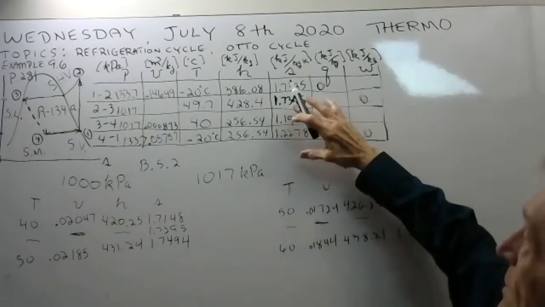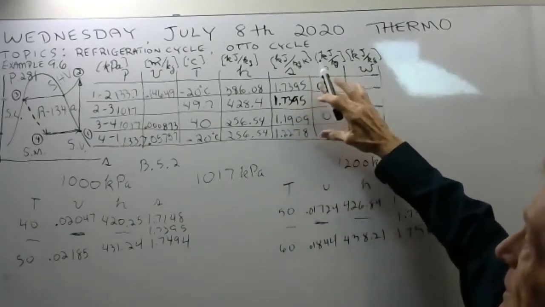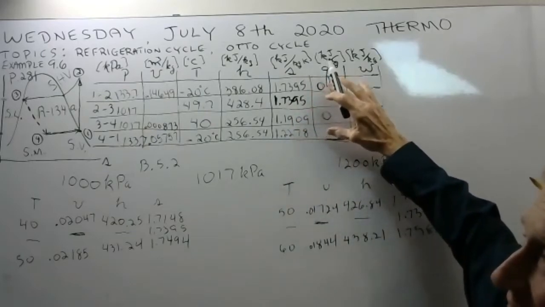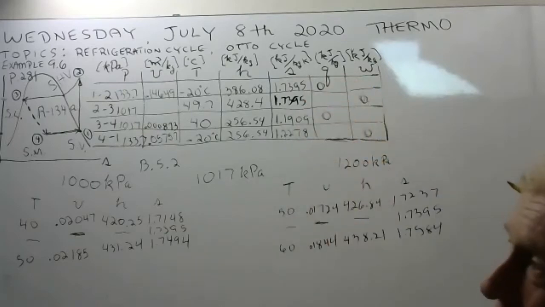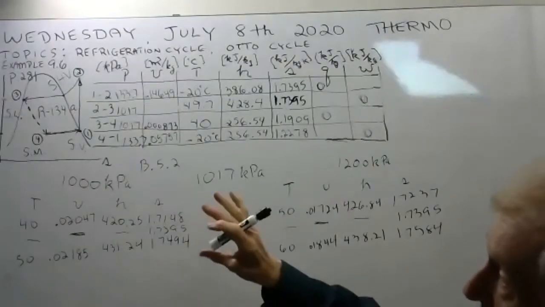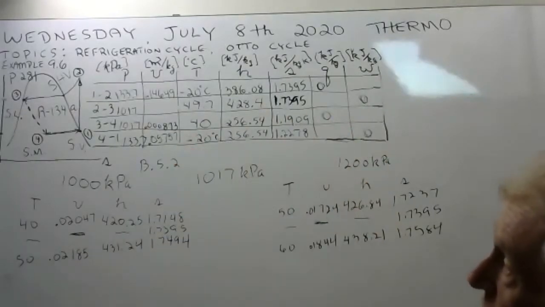Now let's go ahead and get these values here. Let's get the work per mass and the heat per mass transfer. Before I do though, is there any comment or question from anyone on how I got those numbers so far?